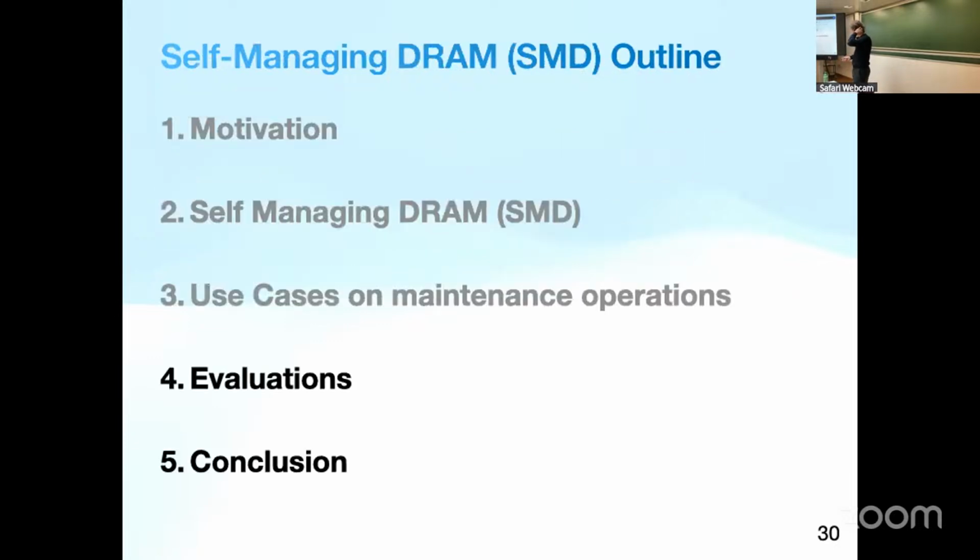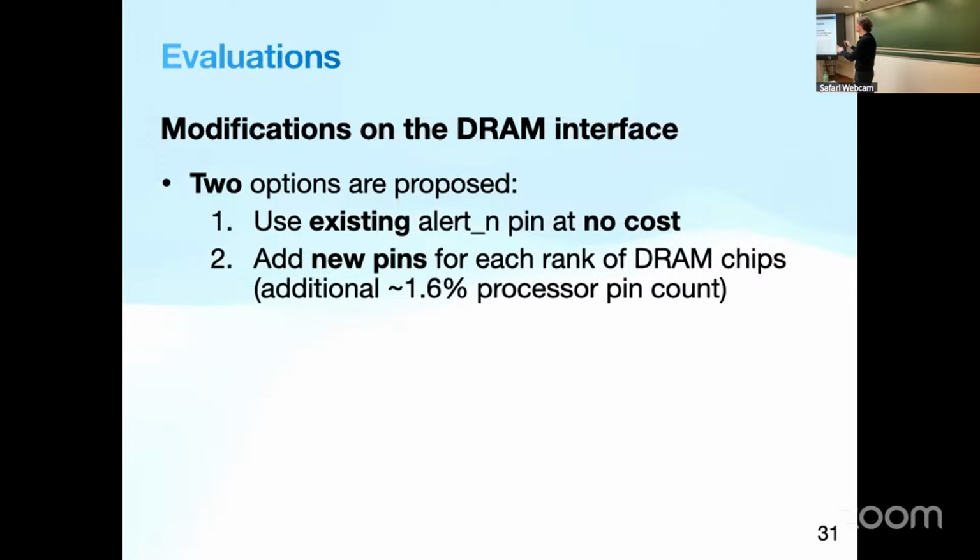Now I'll get to evaluations of the performance of this. However, first I'll talk about the actual implementation that was used for the simulations. There we have two options as to how this negative acknowledgement signal could actually be sent. First, we could use an existing pin, which would be alert N on the standard interface, and that would have no cost. Or we could just add additional pins for each DRAM chip. This would add about 1.6 pin processor pins.